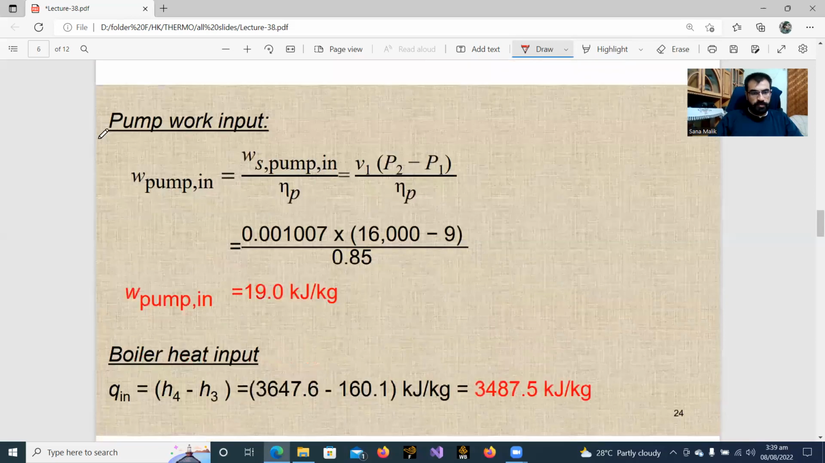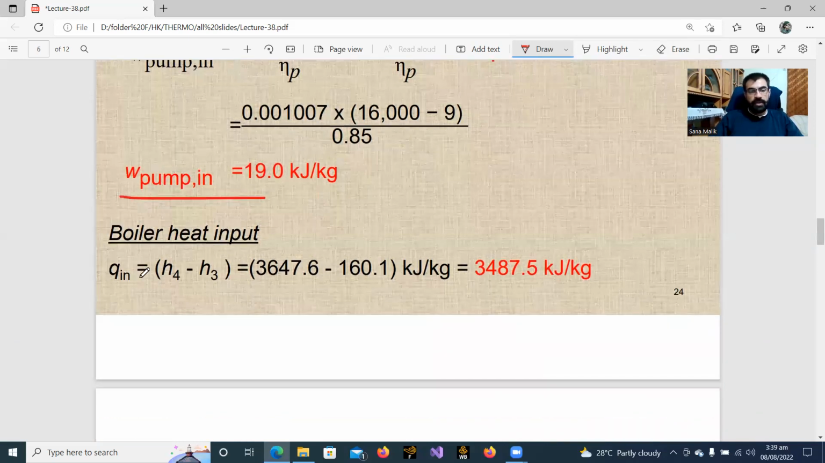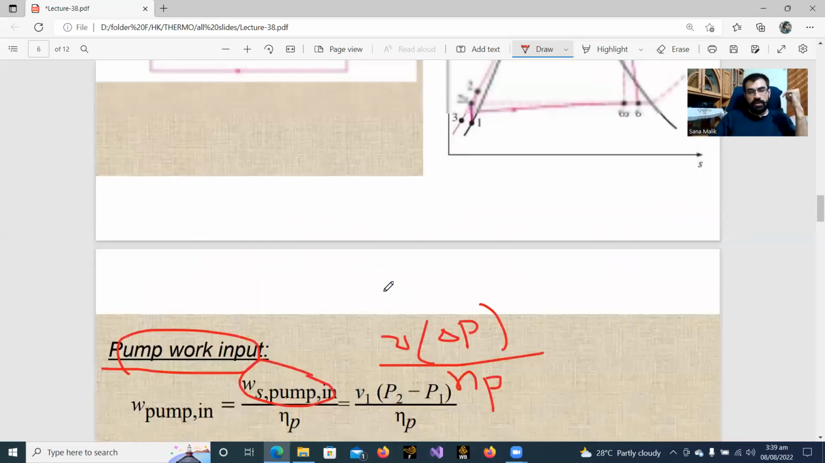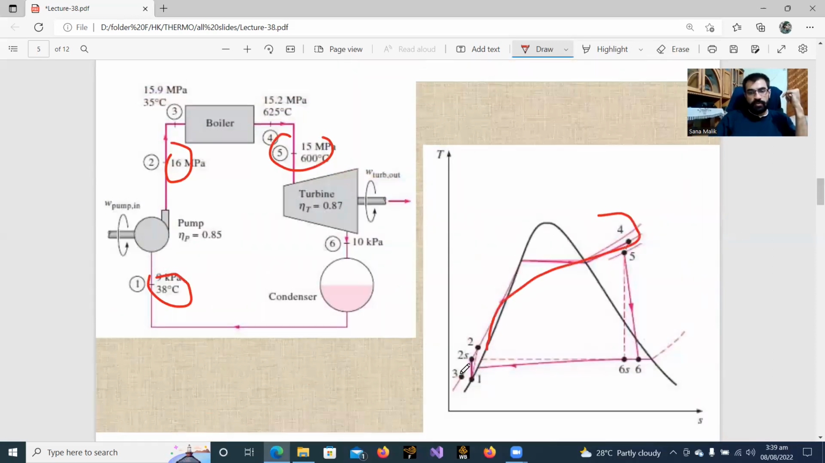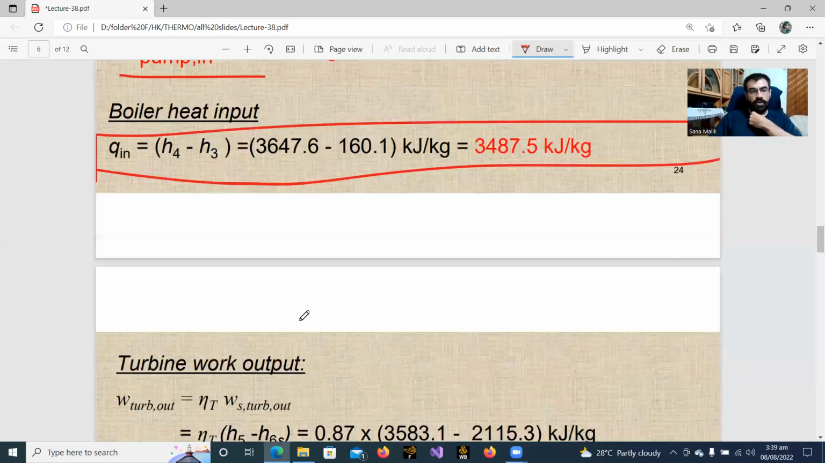So for the pump work input, we know the formula of work of pump in terms of the specific volume and pressure. So we will only divide by the efficiency of the pump. So work of pump will be determined like this. For boiler input, we have, this is boiler input H4 and H3. So H4 minus H3 will be boiler input.